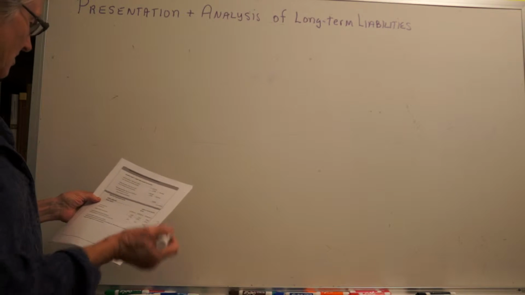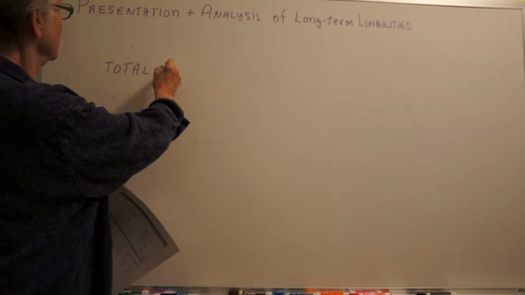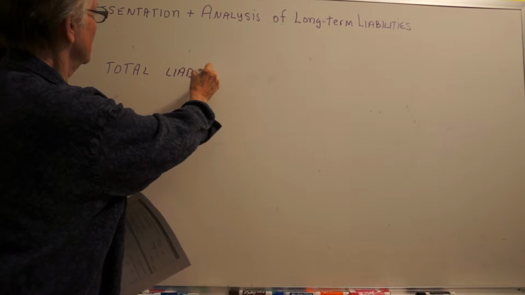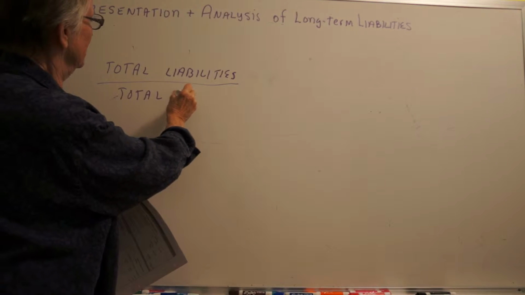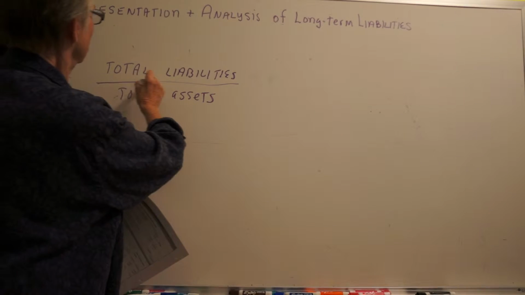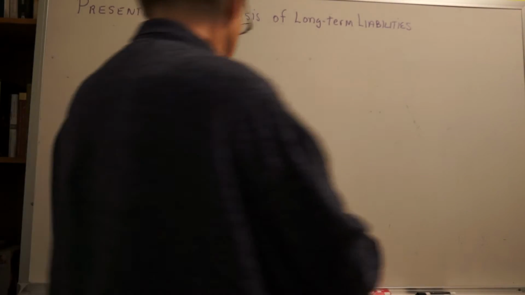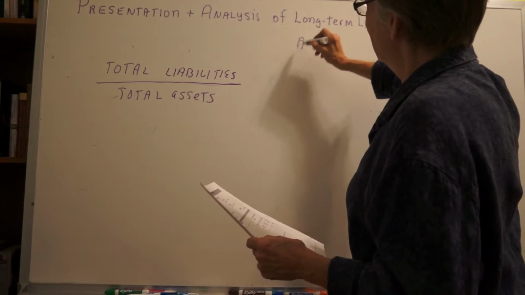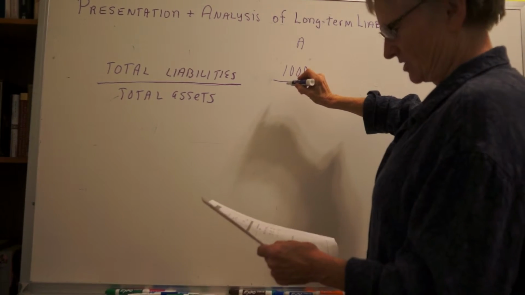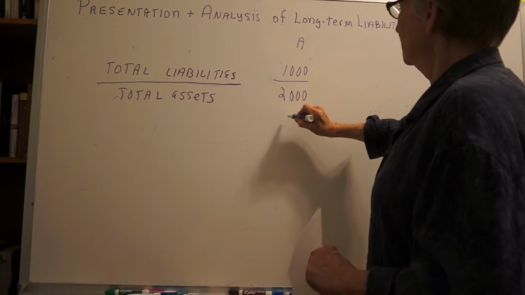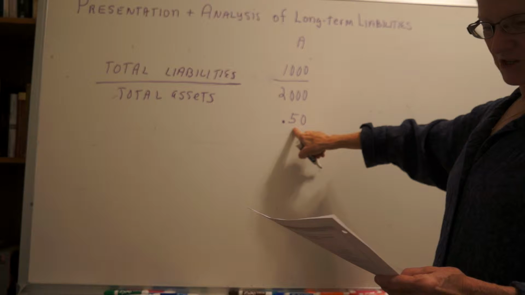Okay, debt to total assets, this is simply analyzing. You take your total liabilities and divide by your total assets, and that's total current and long-term liabilities. So company A has total liabilities of 1,000 and total assets of 2,000. When you divide that out, you get 0.5. That's your debt to total assets ratio.